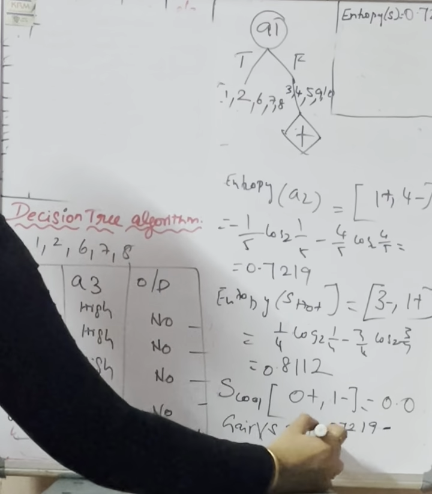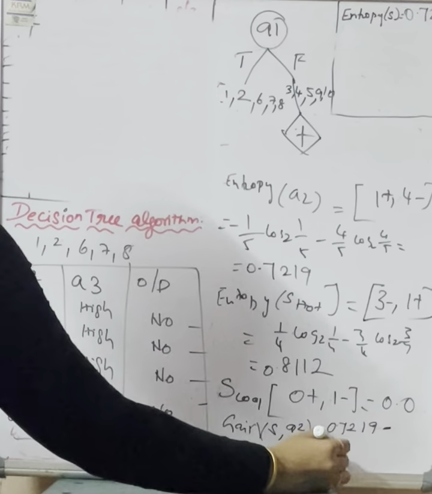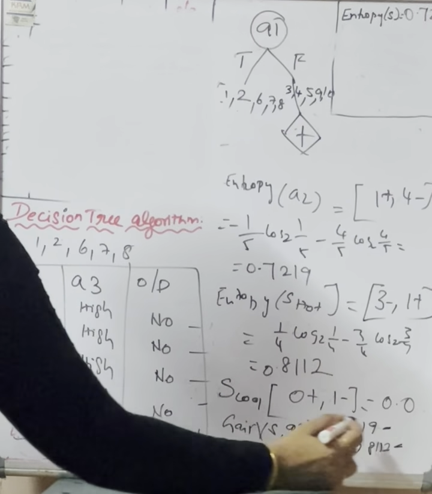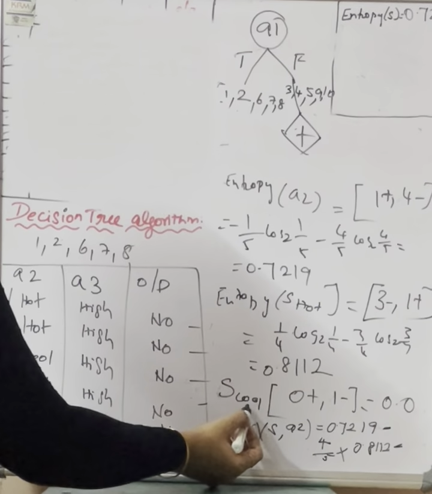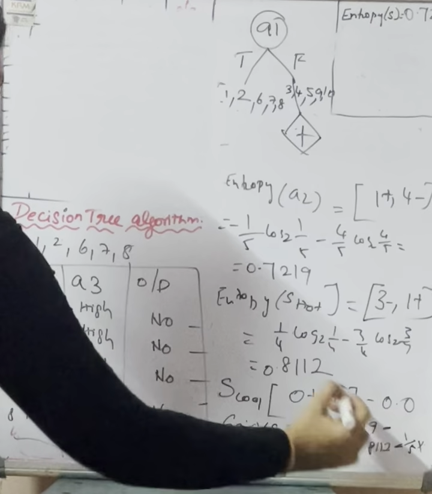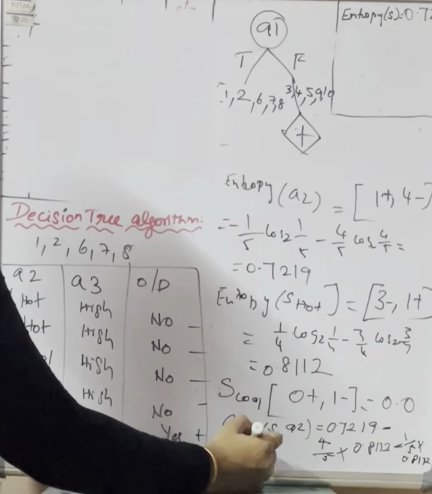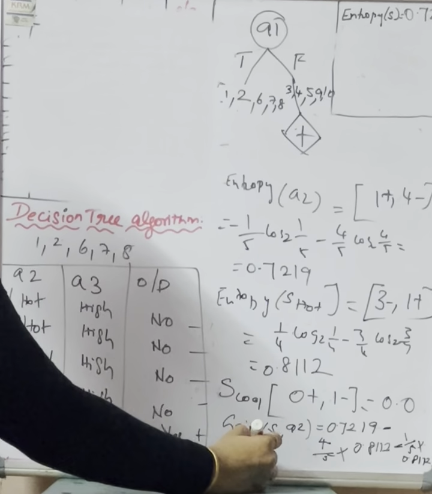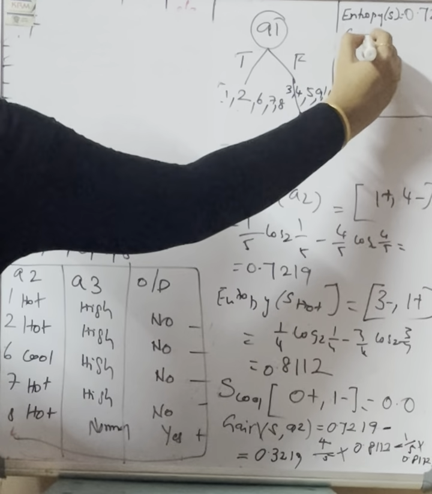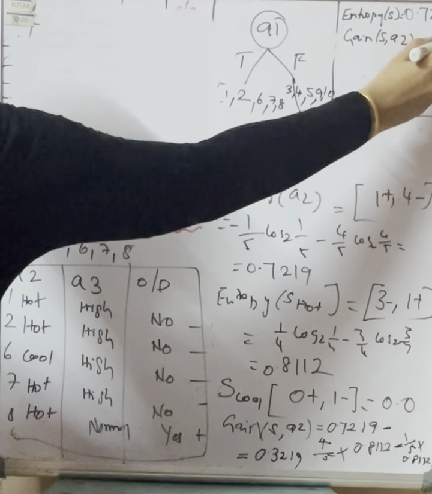What is the value of entropy of S? 0.7219 minus the whole hot value, which is 4 out of 5 into the entropy of hot, which is 0.8112, minus the cool value. How many cool values do we have? It is 1 out of 5 into the entropy of cool, which is 0.0. So if I calculate this, I will get the value 0.3219. So the gain of S comma A2 is nothing but 0.3219.